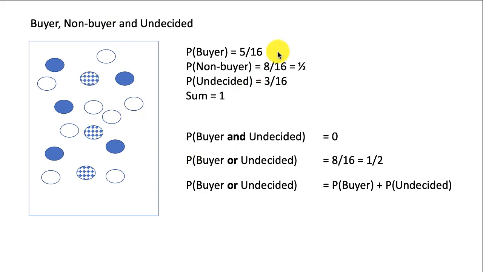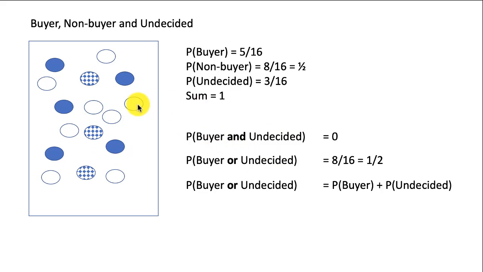Here you've got, let's say, 3 classes instead of 2 classes. So you've got a total of 16 people. I've added 3 people who are, let's say, undecided. So we can say the probability of buyer is 5 by 16, non-buyer is 8 by 16, which is a half, and the probability of a person you pick happening to be undecided is 3 by 16. And of course, if you consider the sum total of all possible events and add up their probabilities, it'll come up to 1, assuming that these are mutually exclusive.